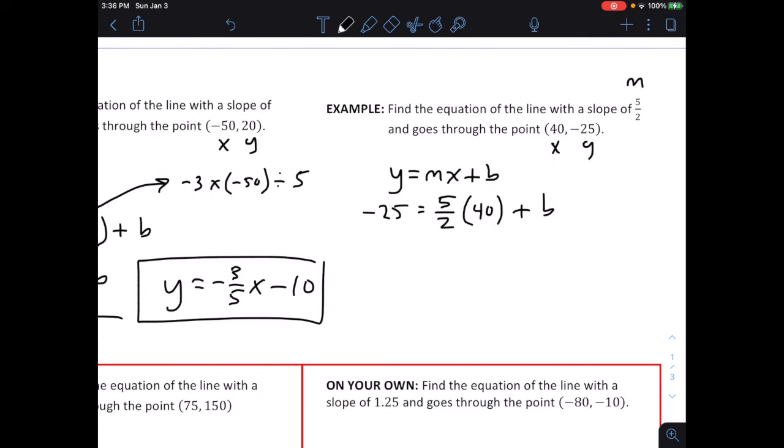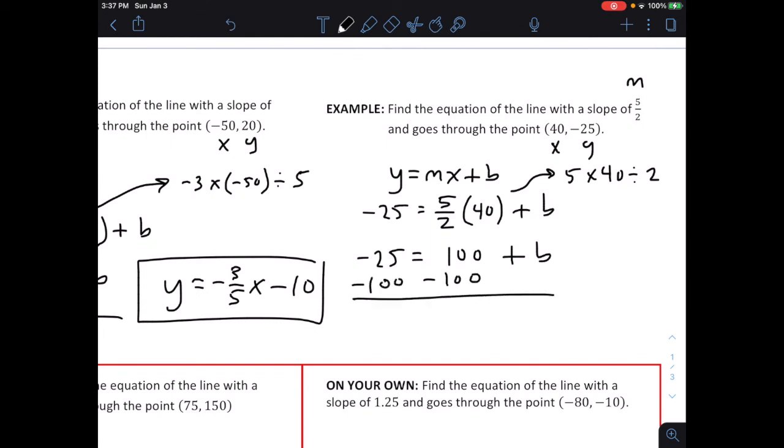And so this fraction maybe is a little bit simpler because everything's positive. So we have 5 times 40. Well, 5 times 40 is 200. And then divided by 2 is 100. So we have -25 equals 100 plus b. Okay, so again, this is 5 times 40, and then divided by 2. So if you're going to enter it in the calculator, it's 5 times 40 divided by 2. Simple enough. All right, so then we're going to subtract 100 from both sides.